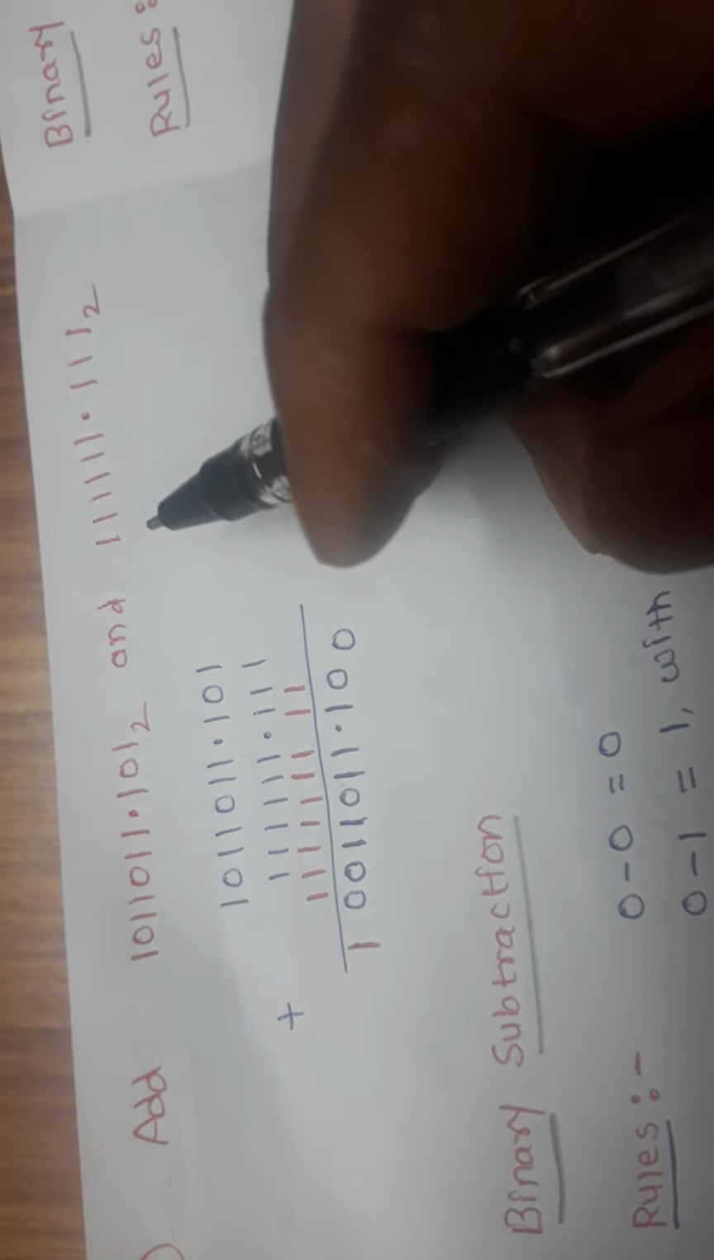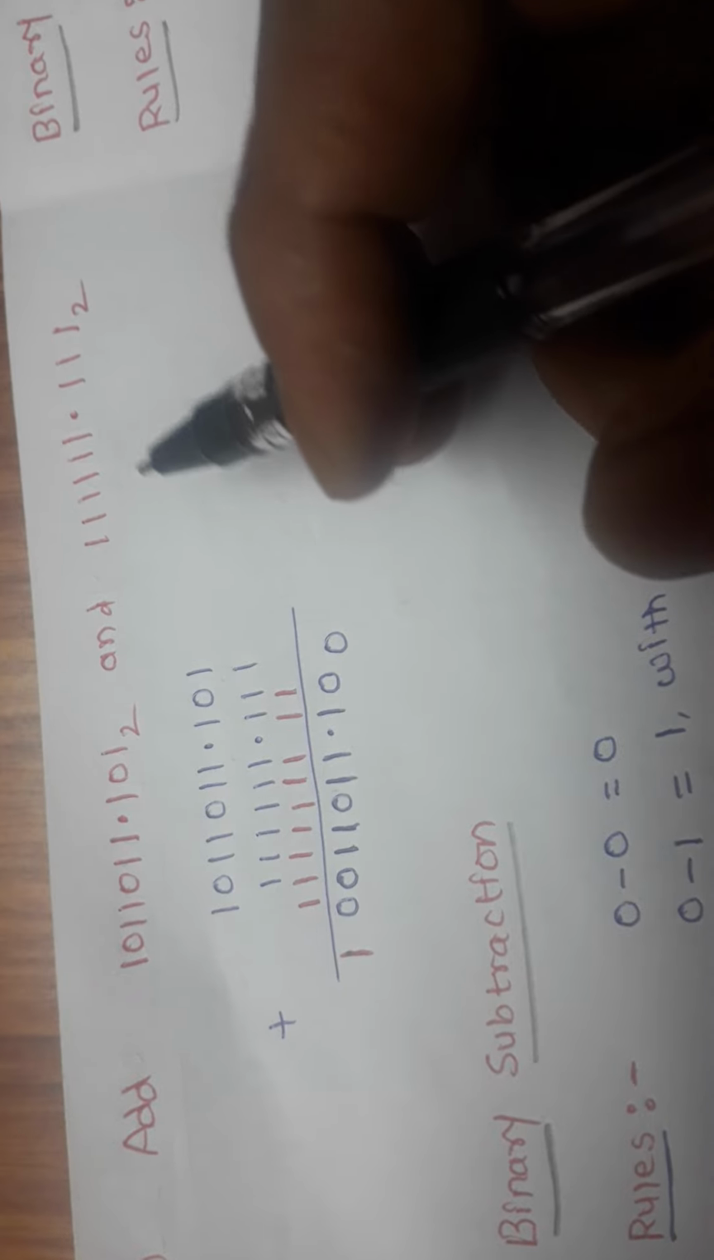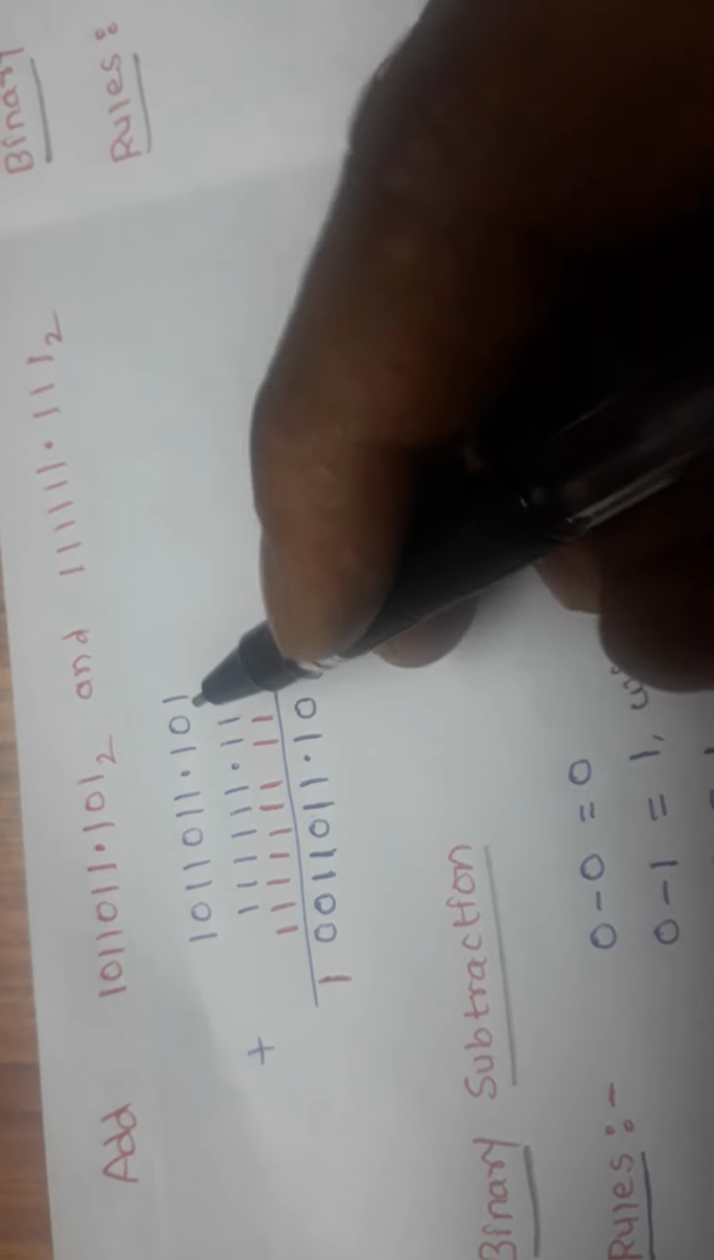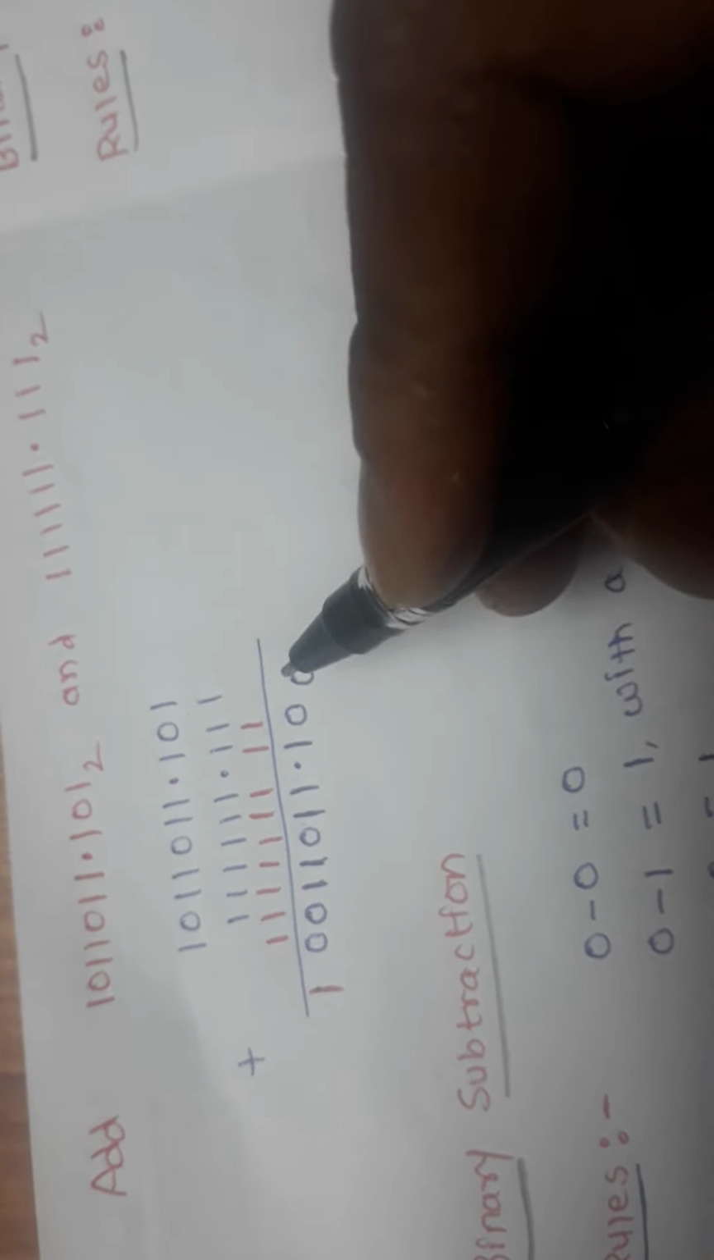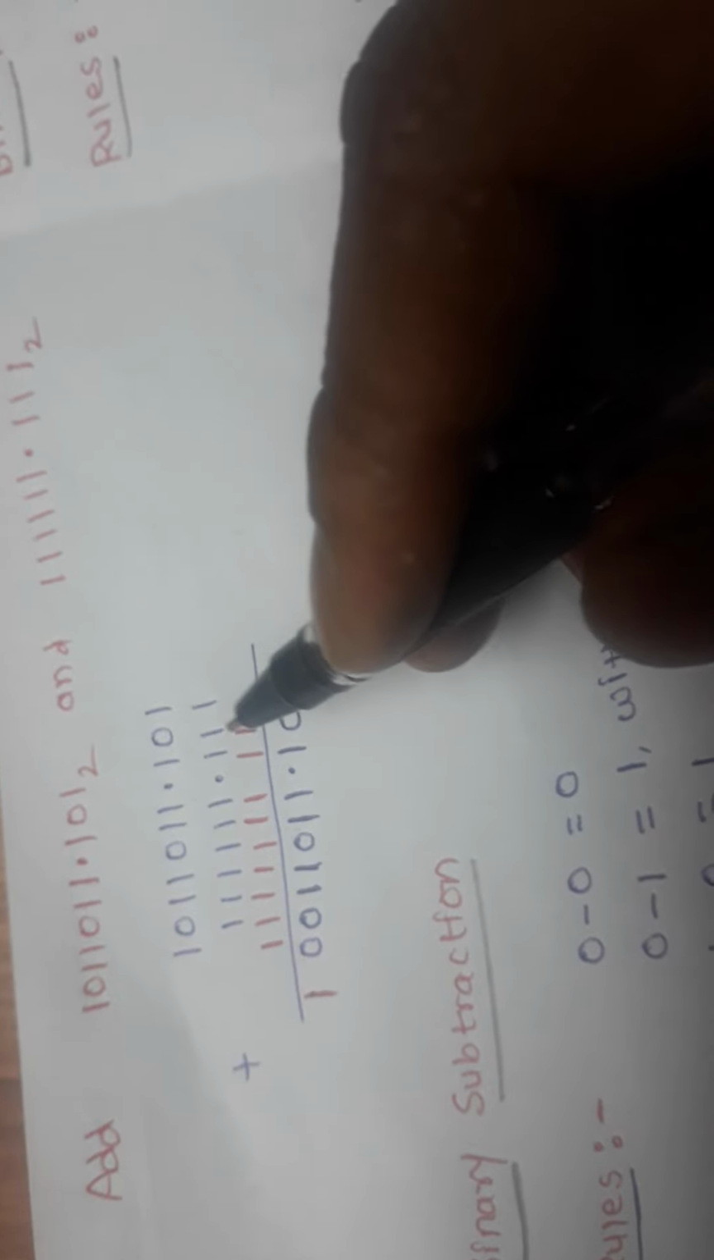Now look at one more example, then you can have a clearer idea. Add 10111011.101 base 2 and 111111.111 base 2. Now if you observe, 1 plus 1: sum is 0, carry is 1.